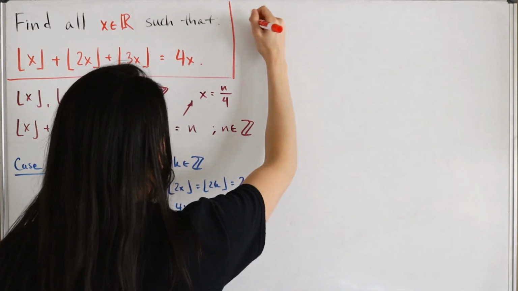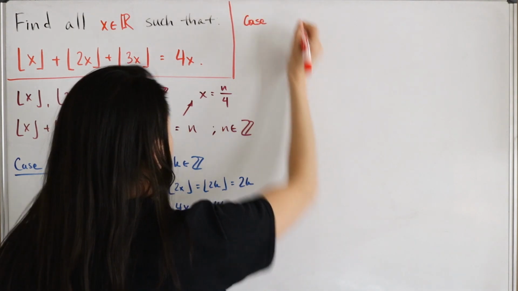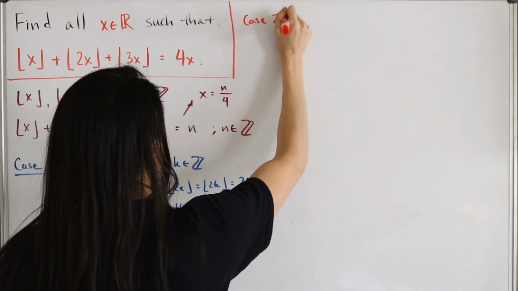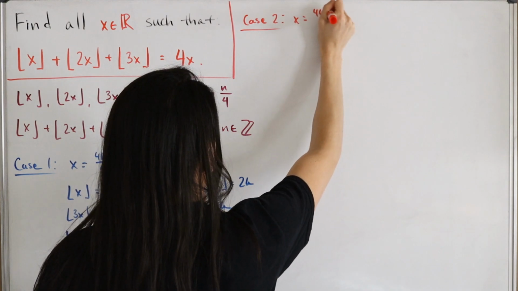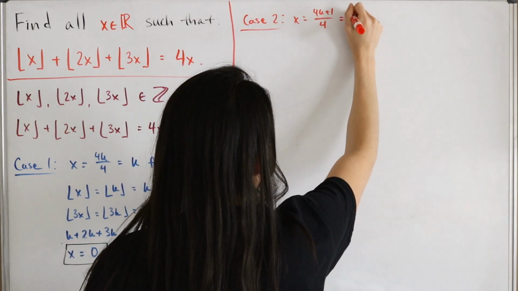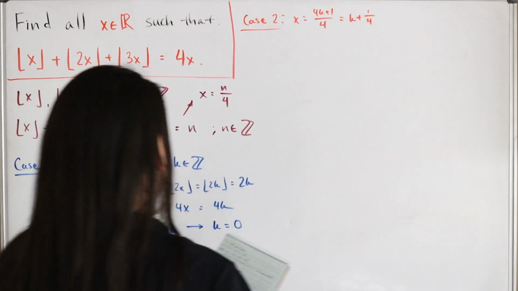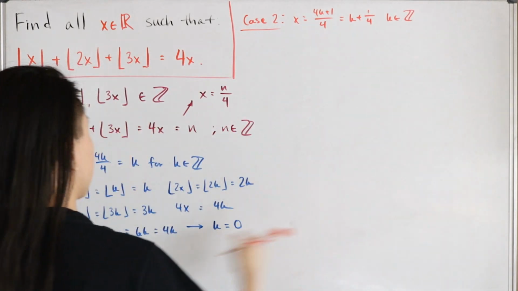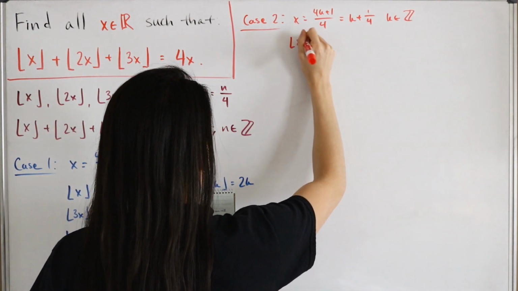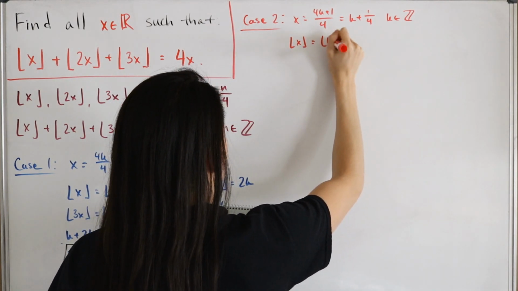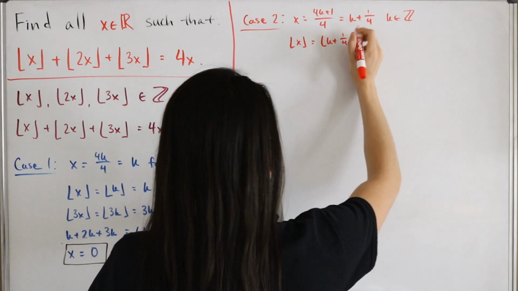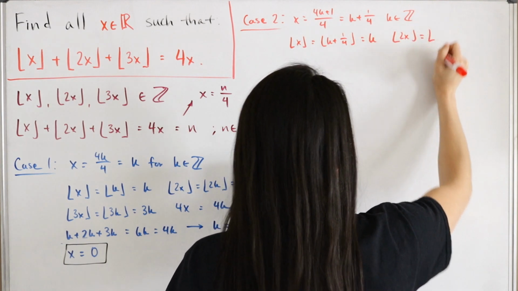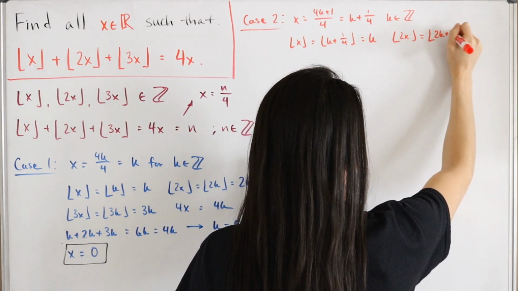All right, moving on, we got case number 2. So case 2 is that we're going to let the numerator be 4k plus 1. So x equals 4k plus 1 divided by 4, which is the same thing as k plus 1 divided by 4, and of course that's for k some integer. Now if I put this back in for everything, the floor of x is just equal to the floor of k plus 1 over 4, which is still just going to equal k. Now if I put in 2x, multiply the 2 to all this, it's 2k and then plus 1/2.